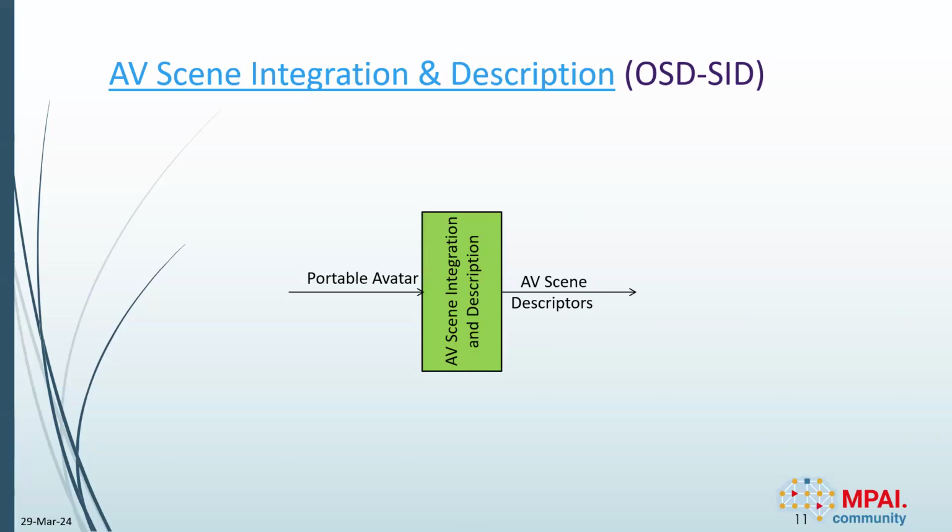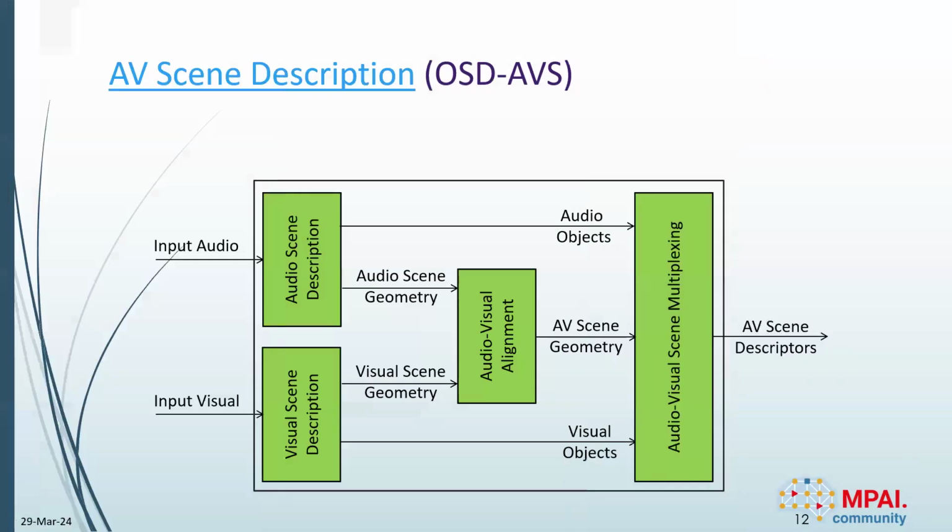Now here's a closer look at a module we've already seen, the one that handles the integration and description of audiovisual scenes. What comes in is a portable avatar in the standard format specified elsewhere, and what comes out is a set of descriptors of the audiovisual scene, again in the standard format. And likewise, now for a peek inside a composite module that appeared as a black box in the high-level diagram we saw a few slides ago.